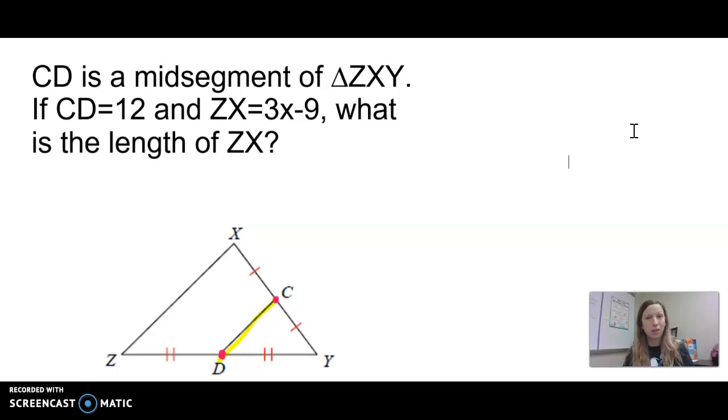Now what is the property of a mid-segment? A mid-segment is half of the length of the side it is parallel to. So in this case, CD is half of XZ. Another way to write that would be that if I were to take CD and double it, multiply it by 2, it should equal the same length as XZ. If I were to double the mid-segment, it should be the same length as the side that it is parallel to, in this case, side XZ.